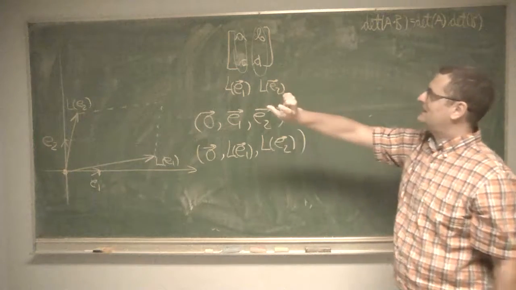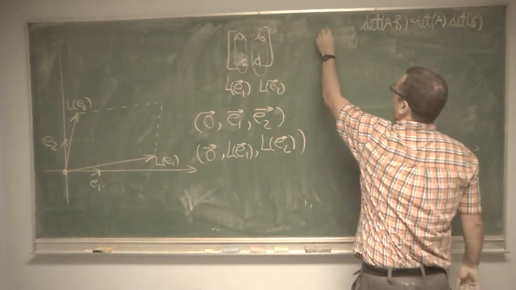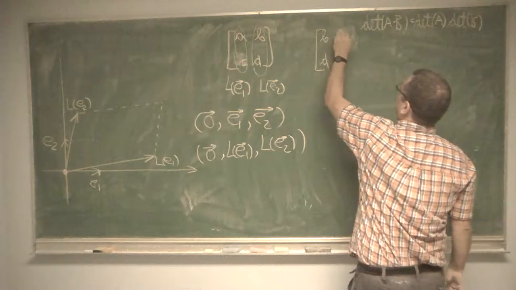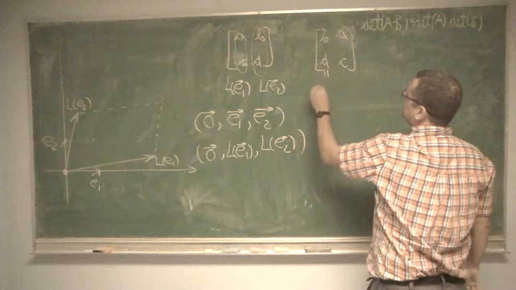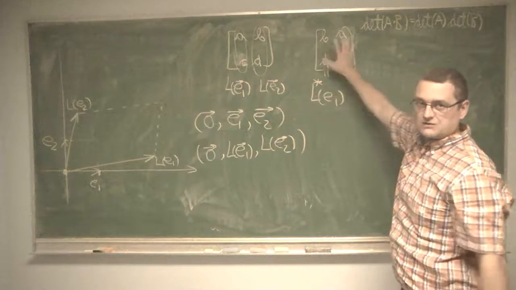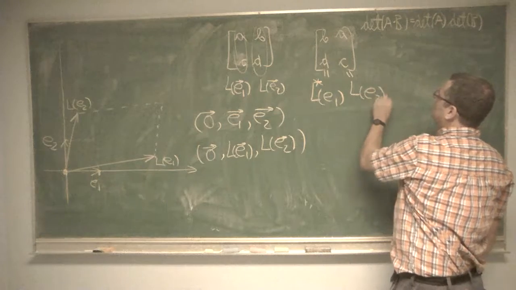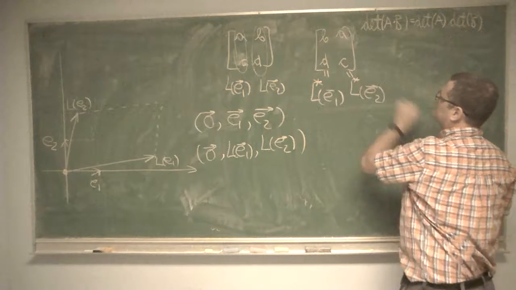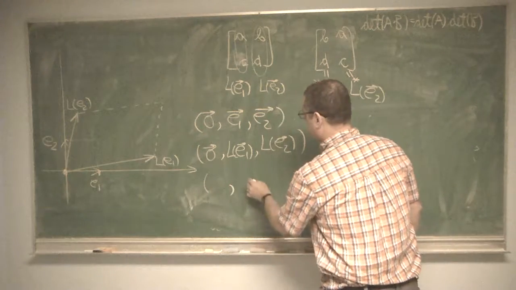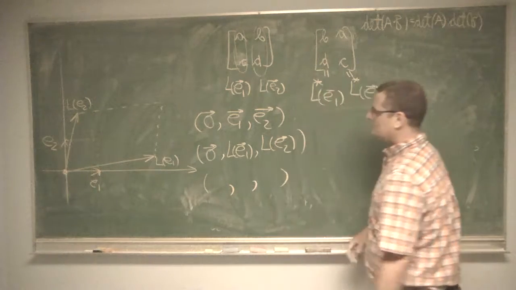Now what happens if I swap the first and second column? I will get a matrix whose first column is B, D and second column is A, C. This is the image of E1 under some new transformation represented by this matrix, and this is the image of E2 under that same transformation. Let me call it L star. And now, how does that affect the determinant?